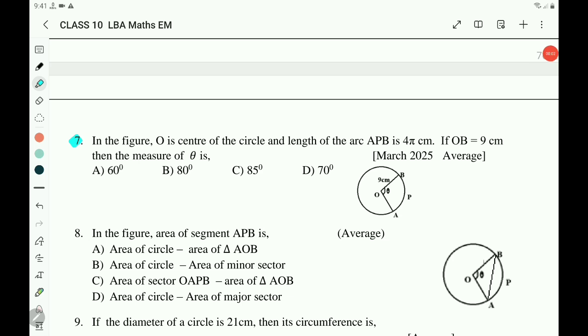Seventh question. In the figure, O is the center of the circle and length of the arc APB is 4 pi cm. If OB equals 9 cm, then the measure of theta is. Here what is given?